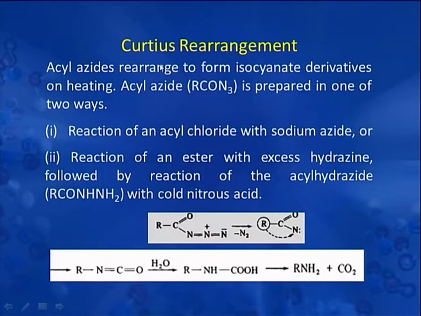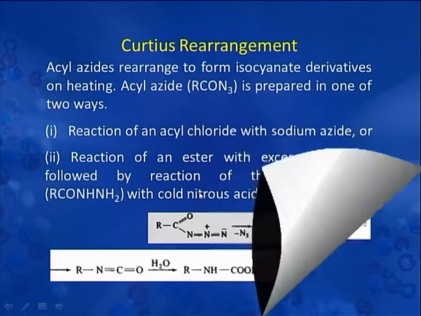In Curtius rearrangement, we start with acyl azide, which rearranges to form isocyanate derivatives on heating. Acyl azide in turn can be prepared by the reaction of acyl chloride with sodium azide, or by the reaction of ester with excess hydrazine followed by reaction of acyl hydrazine with cold nitrous acid.